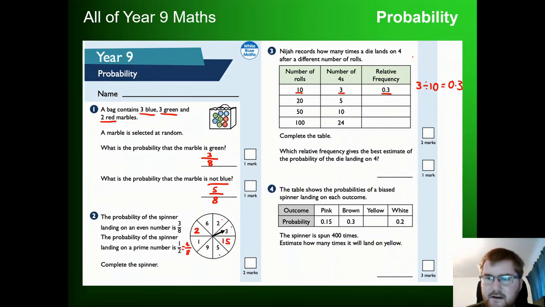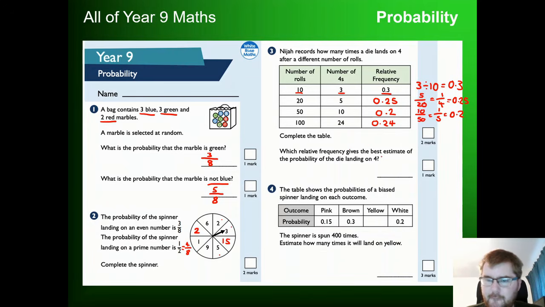Now, if we do 5 divided by 20, well, that's the same as 1 over 4, and that's 0.25. It'd be interesting to see if they accept non-decimal answers. This one's going to be 10 over 50, which is the same as a fifth, which is the same as 0.2. Okay, you can use your calculator to check these. And our last one is 24 over 100. Well, that's just going to be 0.24, like so.